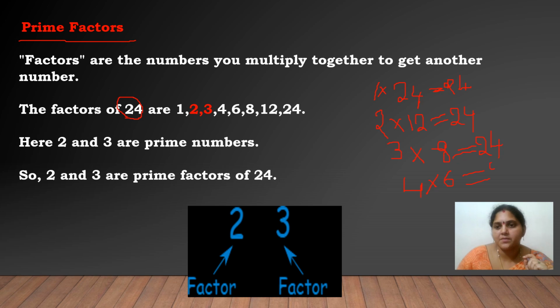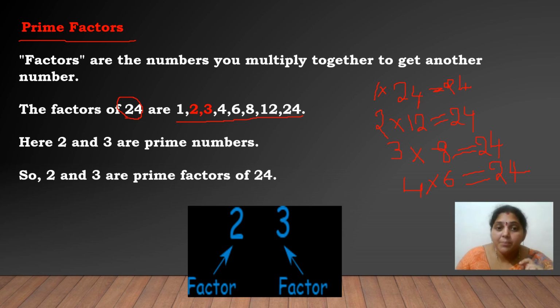So 6 4s are 24. And if you go reverse, 6 4s are 24, 8 3s are 24, 12 2s are 24, 24 1s are 24. So what are the factors of 24 here? 1, 2, 3, 4, 6, 8, 12 and 24.